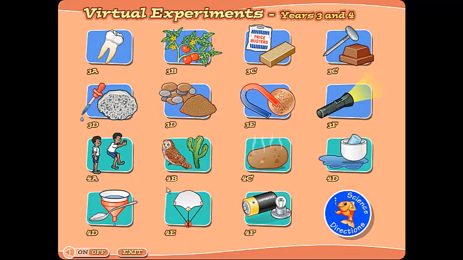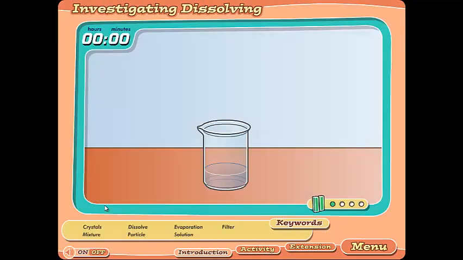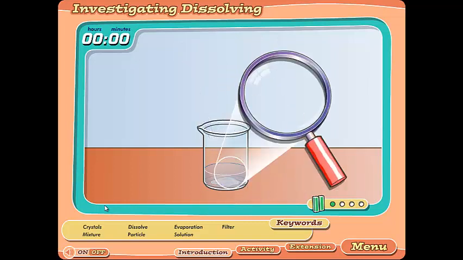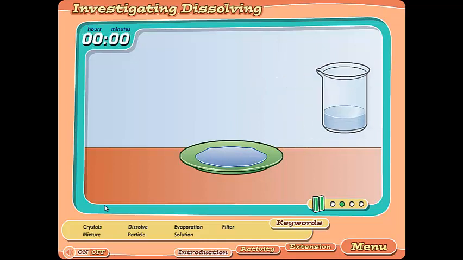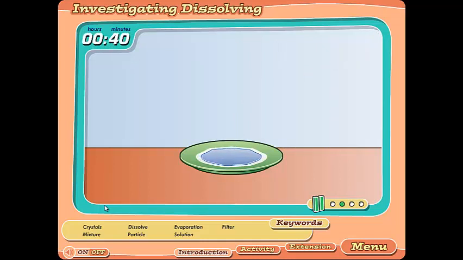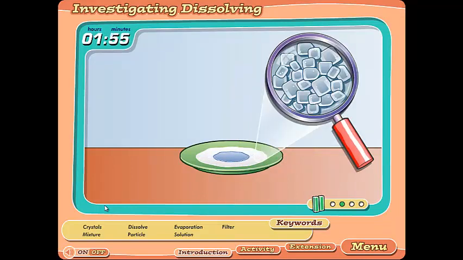Welcome to Virtual Experiments. Let's investigate dissolving. Certain solids dissolve in water, but others do not. Let's see what happens when we try to dissolve salt. We stir the water to help the salt dissolve. The microzoom shows the salt particles dissolving into the water. The water and dissolved salt is called a solution. The salt can be separated from the solution by evaporation. We can do this by leaving some of the solution on a saucer to dry. When the solution dries, it leaves behind tiny salt crystals around the edge.